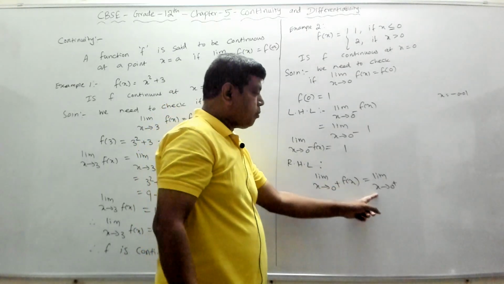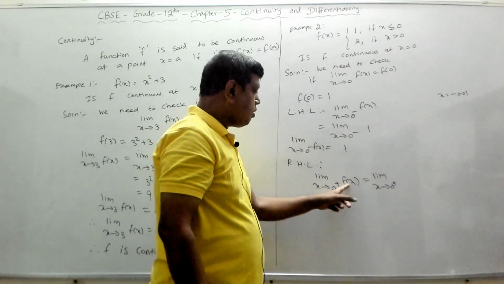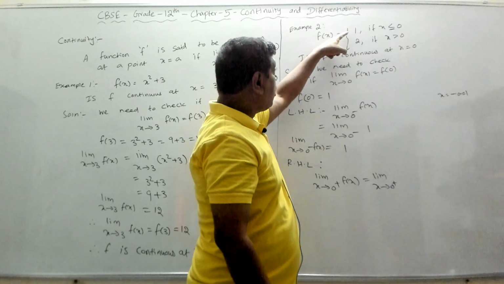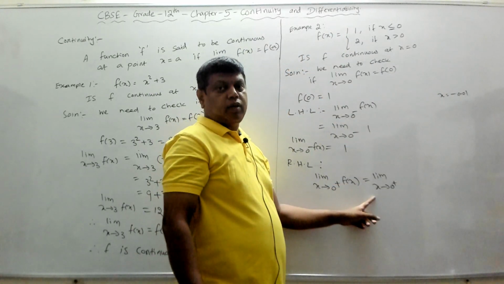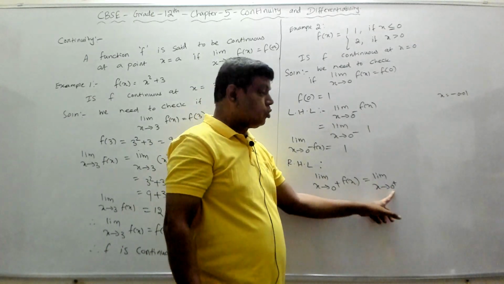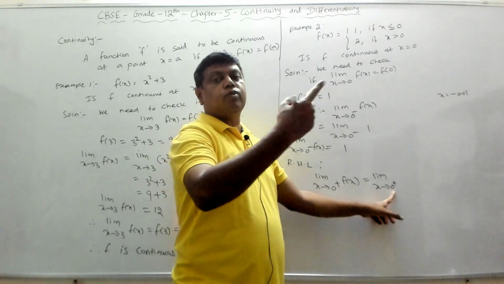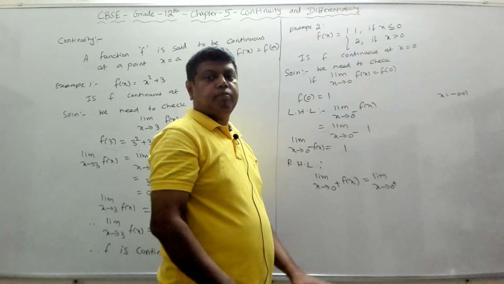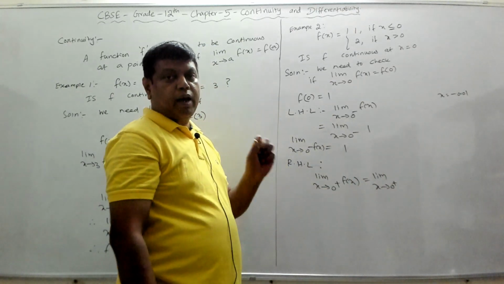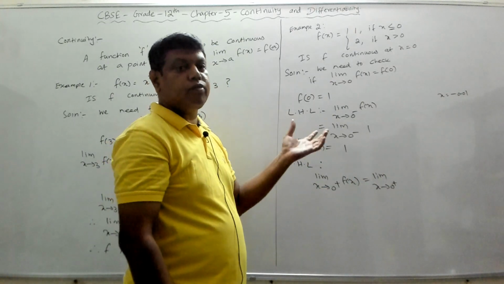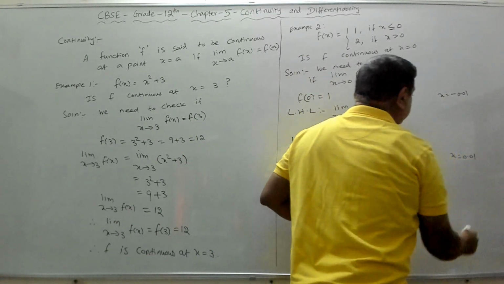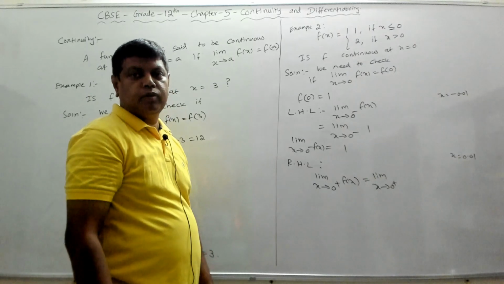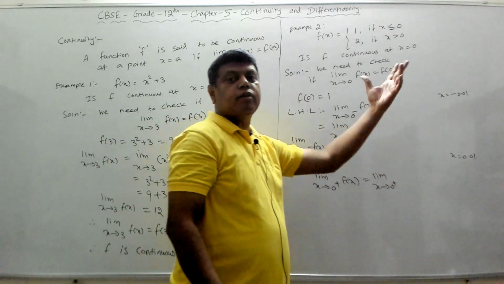Now x is approaching 0. Now we should decide f of x. Which f of x we should put, 1 or 2? For that we must find a value of x which is very close to 0 and greater than 0, because it is plus. Very close to 0 and greater than 0 means we can take x as 0.01. So this value is very close to 0 but greater than 0.